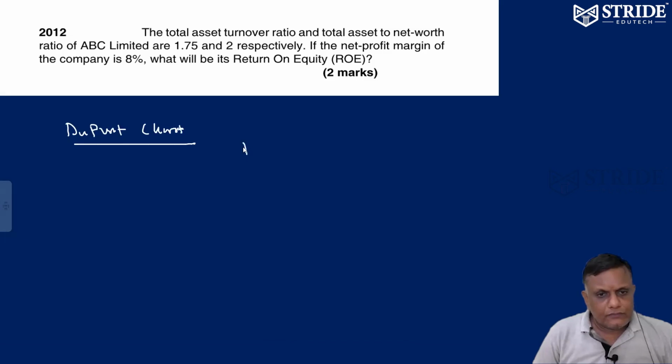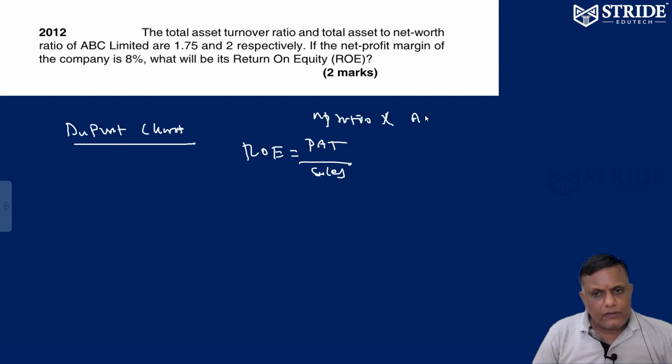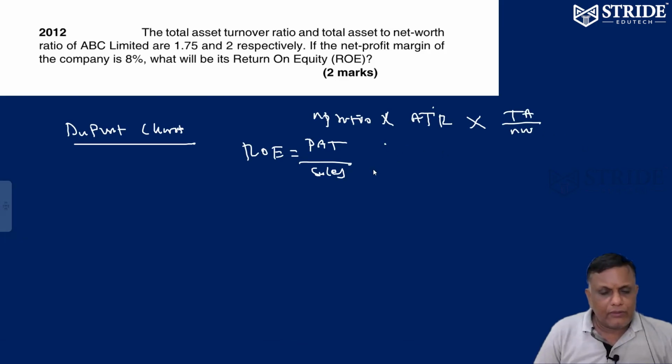According to the DuPont chart, ROE is equal to PAT by sales, that is net profit by sales, NP margin, NP ratio, into asset turnover ratio, into total asset by net worth, which means equity multiplier. NP ratio is PAT by sales. Asset turnover ratio is sales by asset.